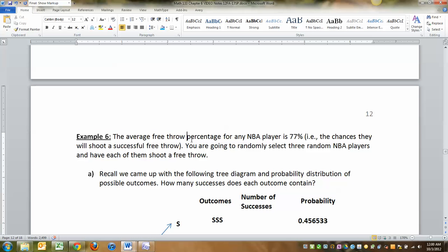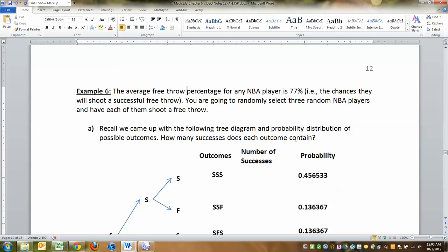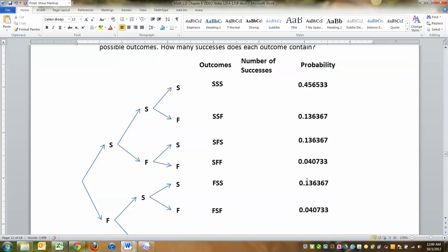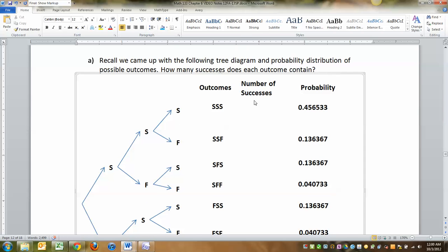We had our free throws, remember, the 77%. We had these probabilities, right? So remember, these were the probabilities, these were the number of successes, right? So how many successes are we seeing here with this? So this one is no successes, right?